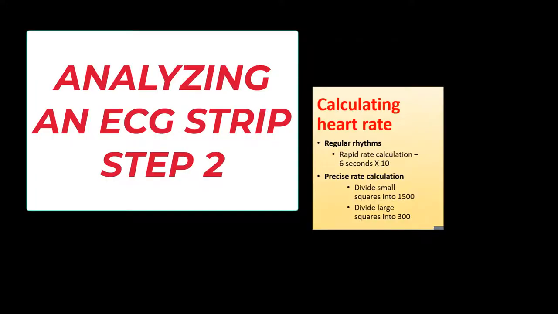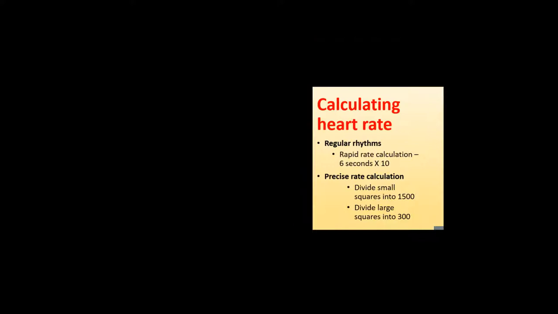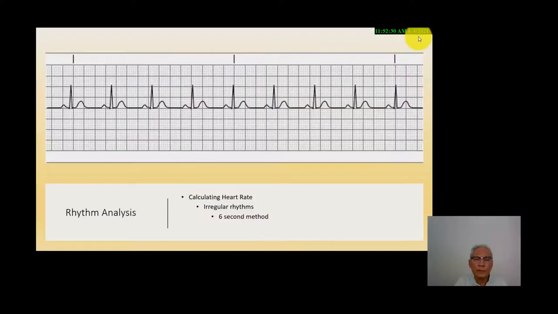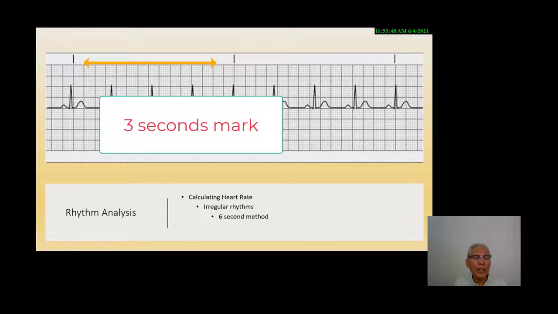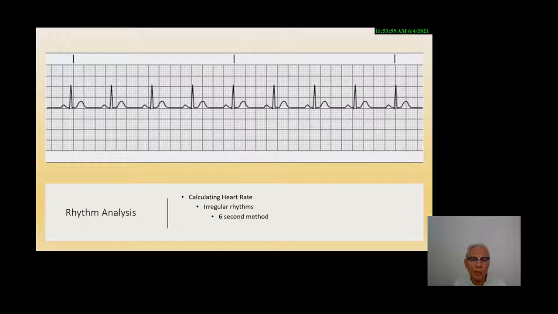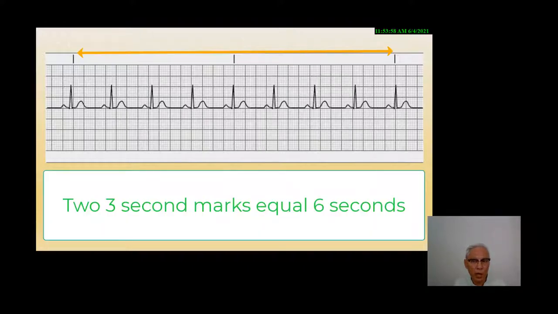There are two ways to calculate heart rate on regular rhythms. The first one is what we call a 6-second method, and the second one is a precise rate calculation. So let's begin with the rapid rate calculation, or the 6-second method. A very quick way to calculate heart rate is to obtain the rate by the 6-second method. ECG papers usually have markings either on the top of the strip or at the bottom of the strip. And as you can see, there is a line that indicates one line to the next line as a 3-second mark. So technically, if we were to take two of these marks, it would be a 6-second strip.